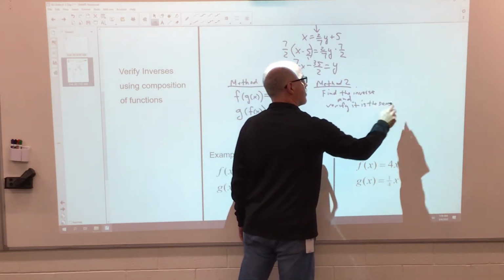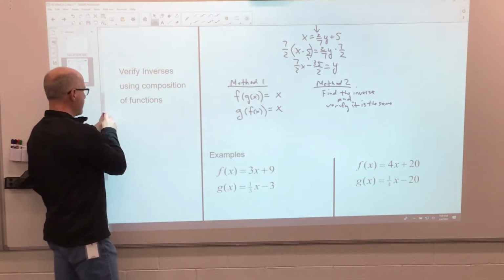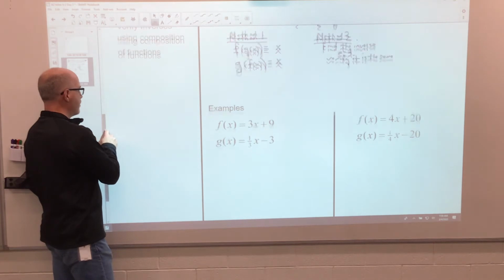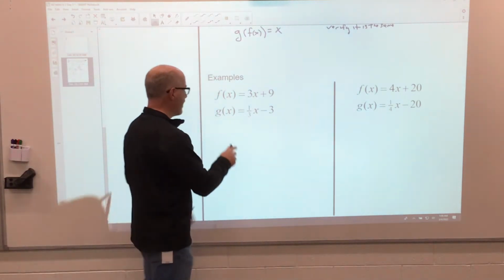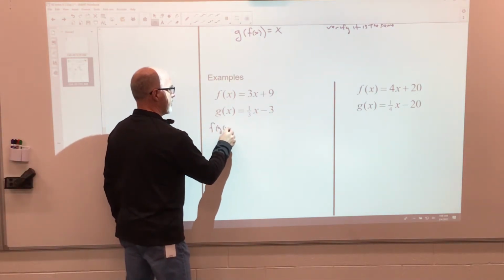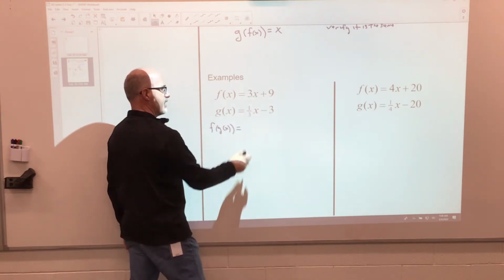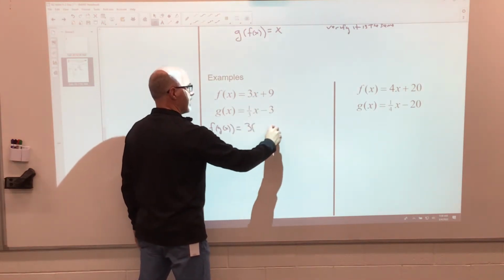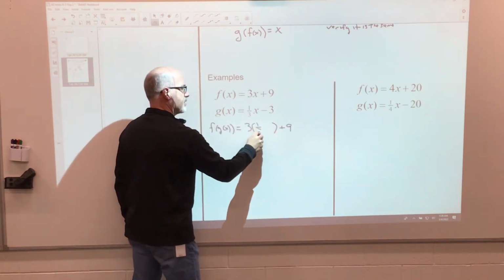Okay, so I'm going to show both of these methods. I'm going to start looking at this with these two down here. I'm going to do the f of g of x, doing our composition of functions. So for f of g of x here, this means you're going to take the g of x function and put it into the f function. So where there's an x, I'm going to put a parentheses. I'm going to put this inside of it.